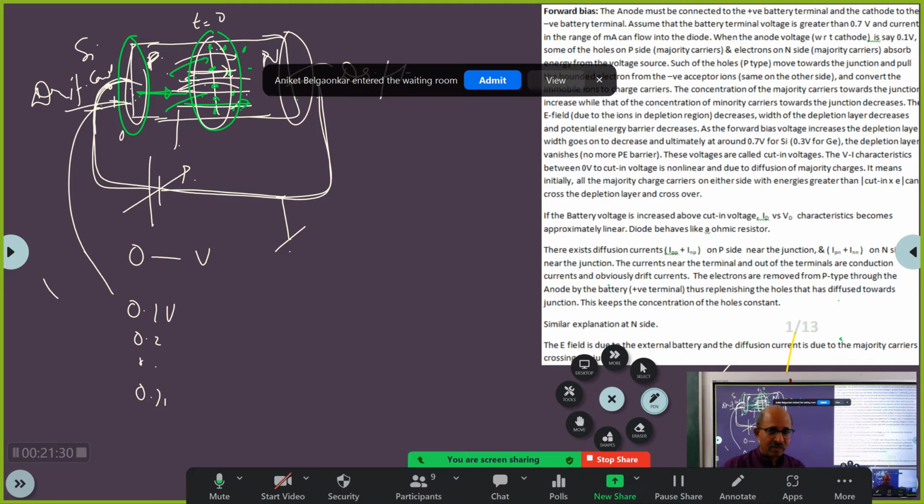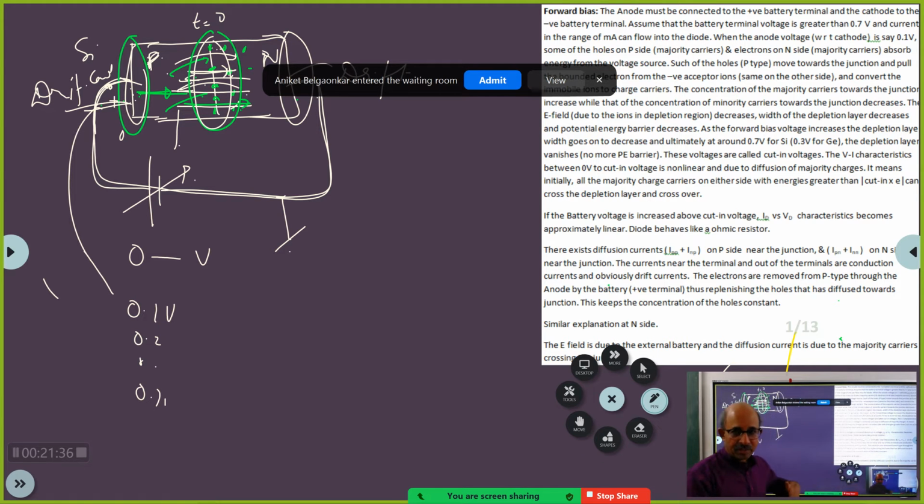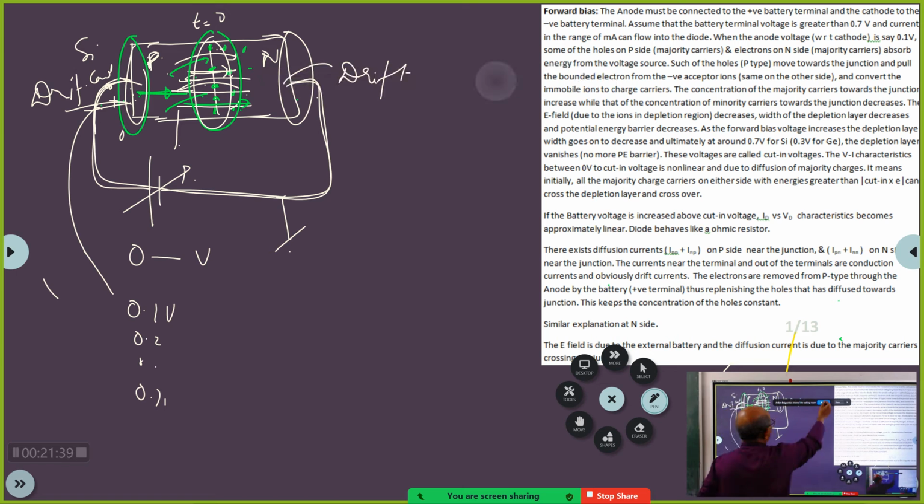I hope you are getting convinced. And these are all the mechanisms that you have to learn in this chapter. That is precisely what I wanted to explain to you. So that is what happens when you forward bias the junction. And whatever happened on this side, the same thing will happen on this side also. This is about the forward bias. Clear? Shall I proceed?